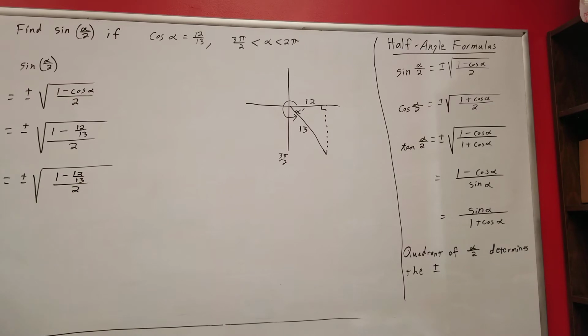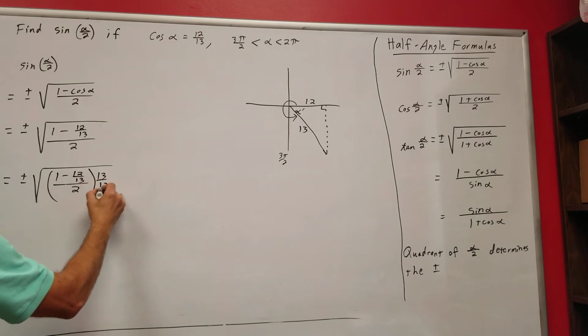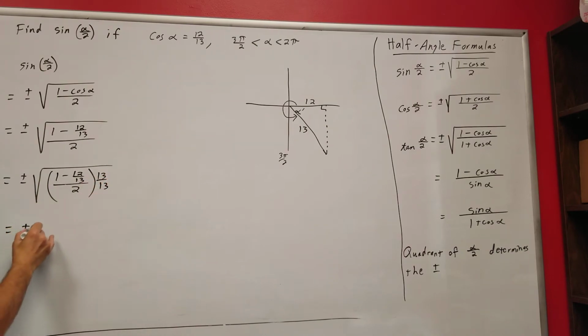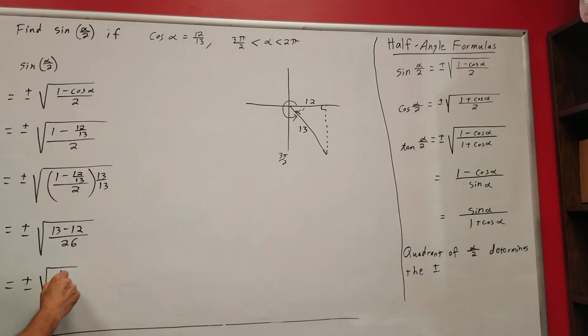I do not like how that's written. I do not like fractions inside of fractions. So I'll multiply by 13 over 13, and then we get plus or minus the square root of 13 minus 12 over 26, right? Well, what's 13 minus 12? That'll be 1, right?